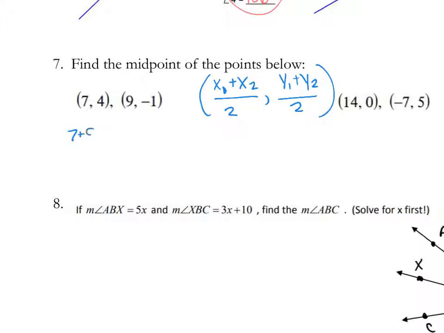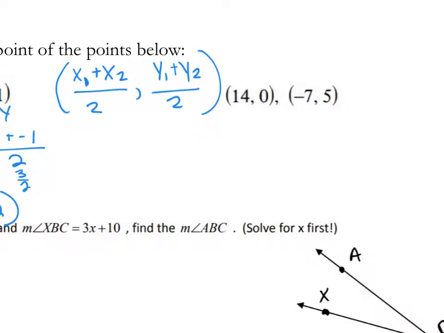So I have 7 plus 9 over 2 for my x's, and for my y's I have 4 plus negative 1 over 2. That leaves me with 16 over 2, which is 8 for my x coordinate. Then I have 3 over 2, and we're gonna leave it as 3 over 2, and that is my y coordinate.